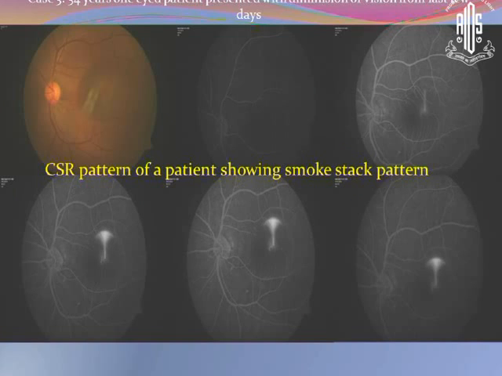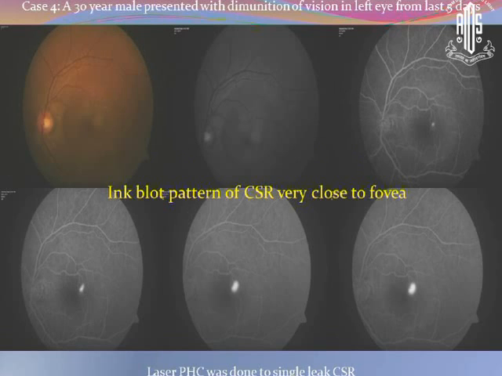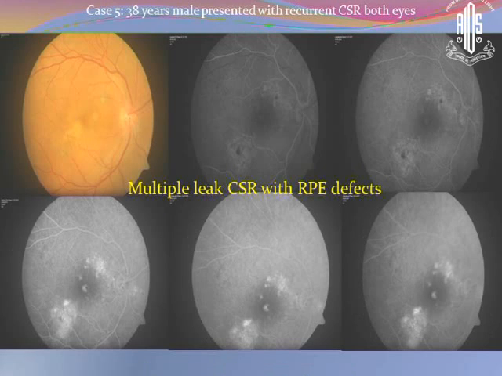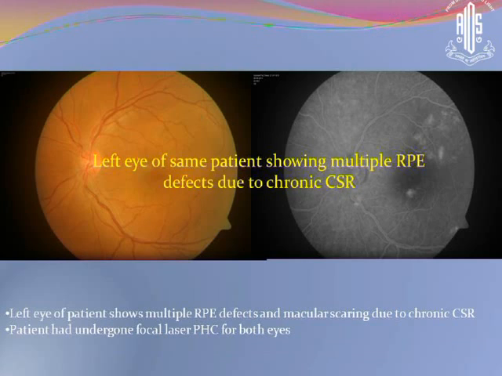This is a typical smokestack pattern. It increases in the late frames of the fluorescent angiogram. Ink blot pattern very close to the fovea. The leak typically increases in the late frames of the angiogram. Multiple leak CSR with RPE defects. Multiple RPE defects are basically seen either in recurrent CSR or in resolving CSR cases. The left eye of the same patient shows multiple RPE defects due to chronic CSR.